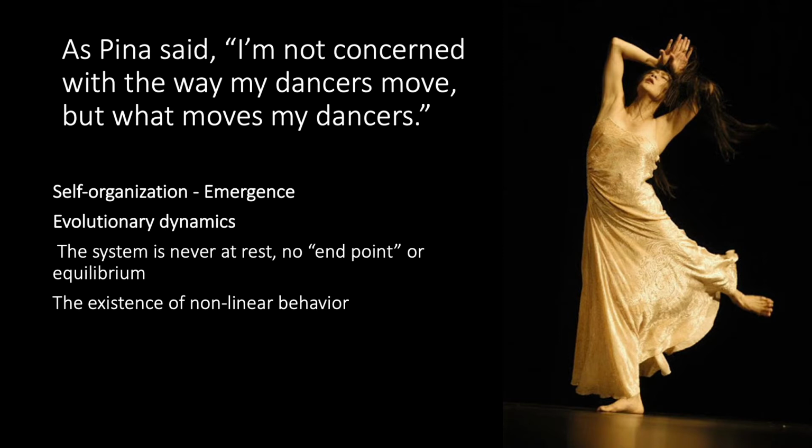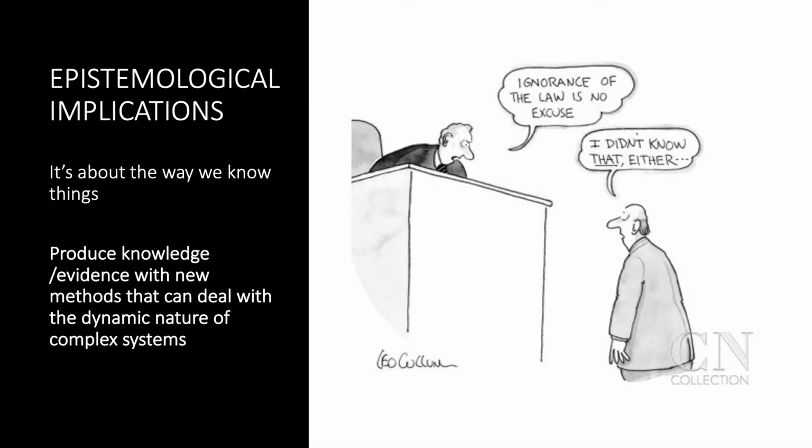Accepting complexity will also take us to epistemological implications. And epistemology is the way we know things. It's, for instance, how we produce knowledge and evidence. And if we really accept complexity, we will need to use methods that can deal with the dynamic nature of complex systems. So, how complex can a problem be?